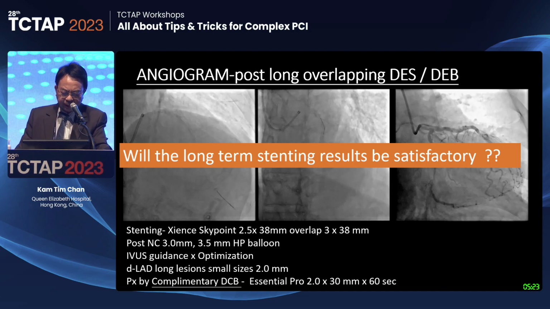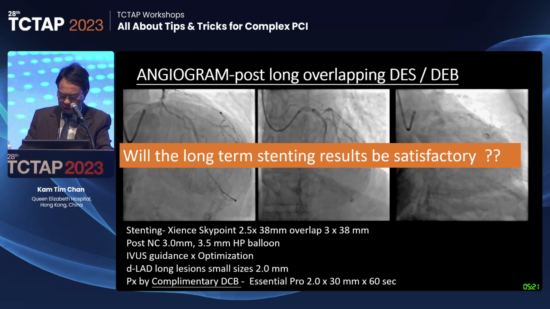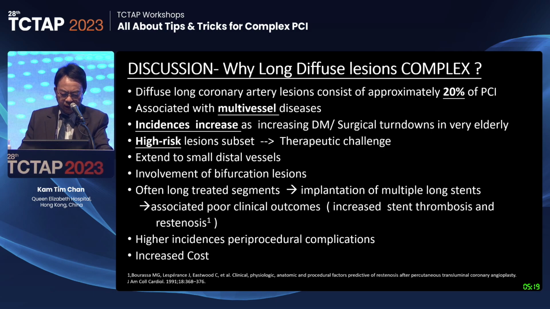But I need to ask myself, will the long-term result be satisfactory also for the patients? Well, just some discussion. Why is the long diffuse lesion complex? Well, actually, it consists of approximately 20% of current-day PCI associated with multivessel disease. Incidence tends to increase because of increasing DM and increasing surgical turn down by the surgeon in the very elderly. This definitely is a high-risk lesion subset.